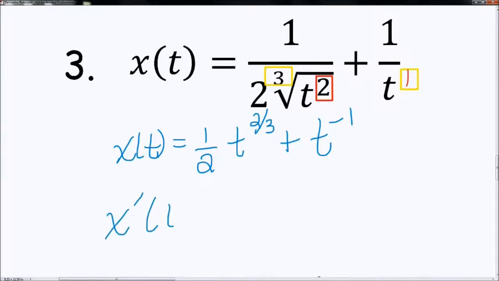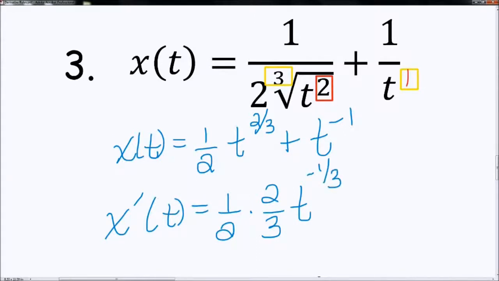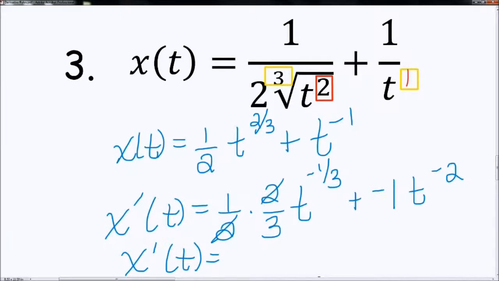So x prime of t is equal to 1/2 times 2/3 t, and then 2/3 minus 1 is negative 1/3, plus negative 1 t to the negative 2. So if I wanted to simplify that, I would have x prime of t is equal to, these guys will cancel, so 1/3 t to the negative 1/3 plus negative t to the negative 2.